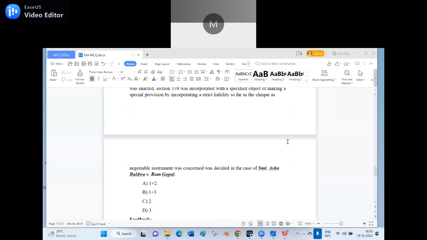The two options are wrong. Only one option is right. Option C, sir. Yes, option C is the right answer. C2.